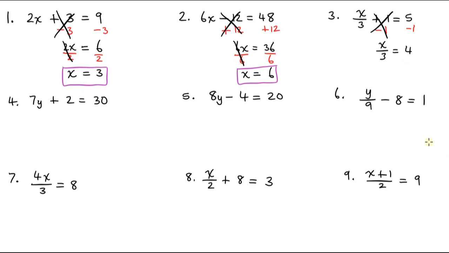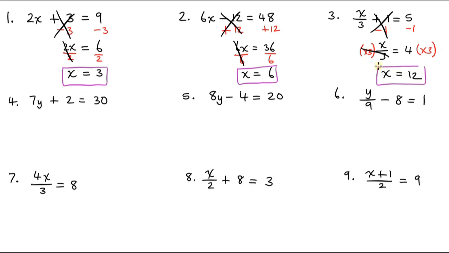So now, finally, we're dividing by 3. So the opposite of dividing by 3 is to multiply by 3. So I need to multiply the left by 3. That will get rid of those 3's. And I need to multiply the right by 3. So on the left-hand side, well, the 3's just cancel and we're left with x. And on the right, 4 times 3 is 12. So my answer is x is equal to 12.